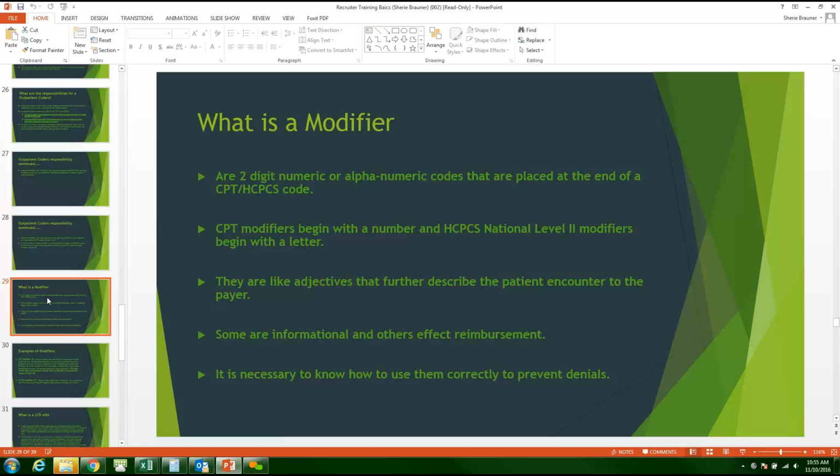It is necessary to know how to use these correctly to prevent denials. If you do not put a modifier on a CPT or HCPCS code that requires one, that claim may be rejected and sent back to you. So we definitely don't want to have any denials. So these outpatient coders really need to know when to apply those modifiers.